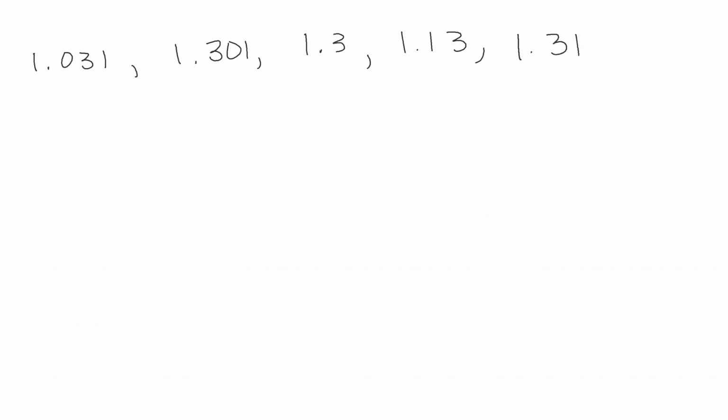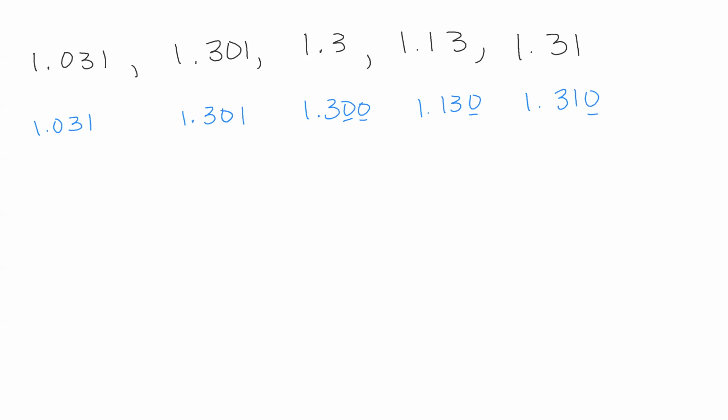So I've got anywhere from 3 decimal places to 1 decimal place. I want all of these to have the same number of decimal places, which would be 3. So I'm going to rewrite all of them. I've got 1.031, 1.301, 1.300. I got to add 2 zeros to give it 3 decimal places. 1.130 and 1.310. Everything now has 3 decimal places.